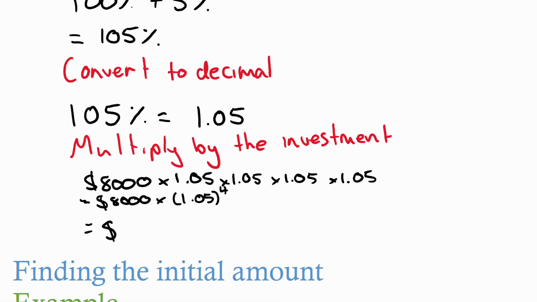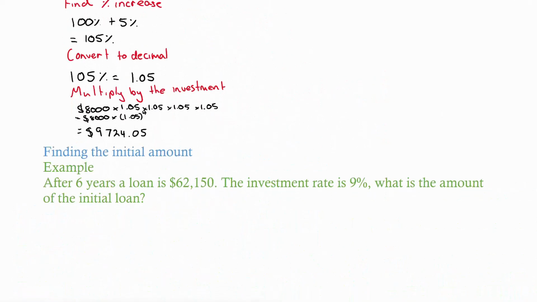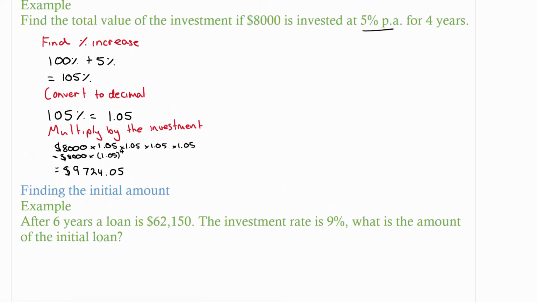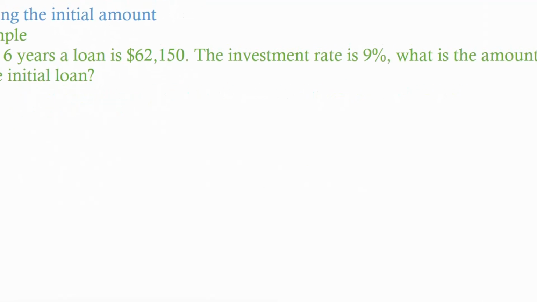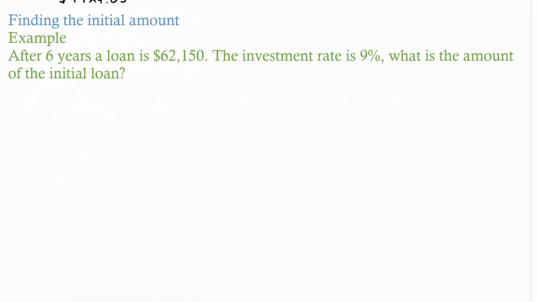You put that in the calculator and you end up with 9,724.05. So again, what we did is find the percentage increase, convert it to a decimal, and then multiply it by the investment as well as how many years there are. Now that's your power.